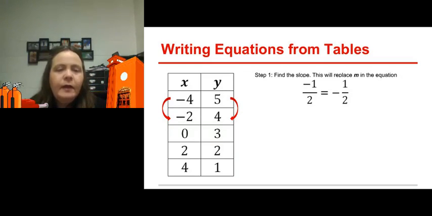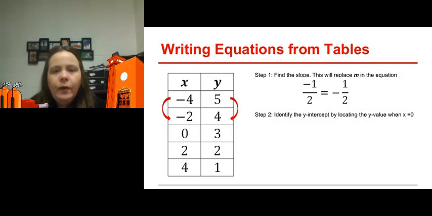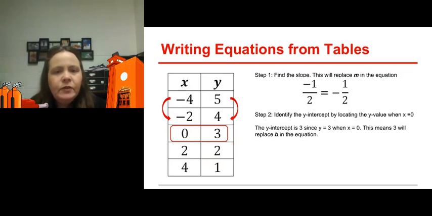Next thing I have to do is find the y-intercept. When I identify the y-intercept in a table, I am looking for where x equals 0, and I want to use that y value, because points where x is 0 and I have a value for y fall on the y-axis. And so right here is where that occurs. When x is 0, y is 3. And so the y-intercept is 3. Since y equals 3 when x equals 0, this means that 3 will replace b in our equation. And again, step 3 here is to plug the slope and the y-intercept into y equals mx plus b, and I get y equals negative 1/2 x plus 3.